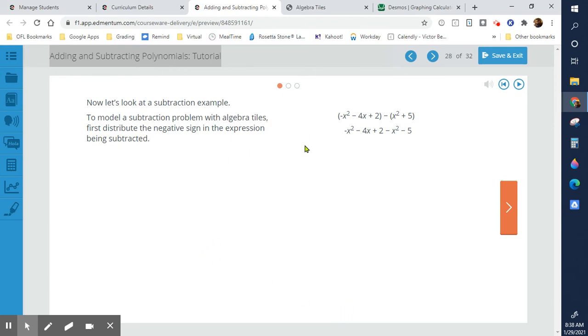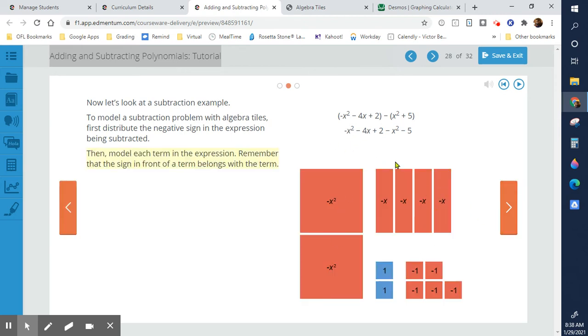So when we're looking at this, we're going to combine all of our like terms, and we're going to get those two. Oh, so here's the first term right here.